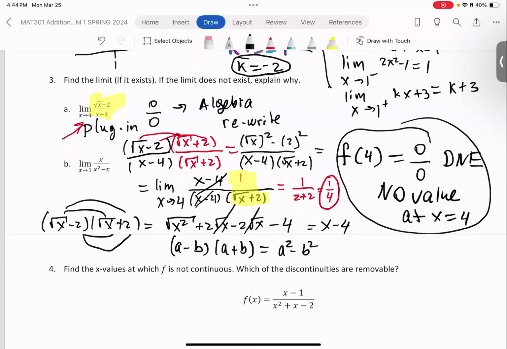So for the first one, the one that we just did, the answer is a quarter. That's the answer to part A. The answer is 1/4 because once you substitute 4, we were able to get the result. That means that the limit is a quarter, because we are getting an answer.